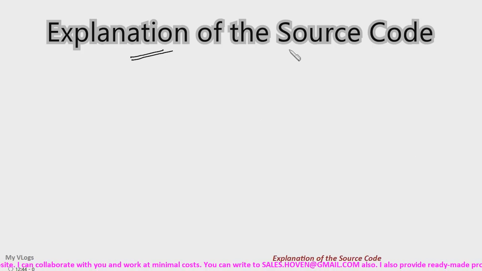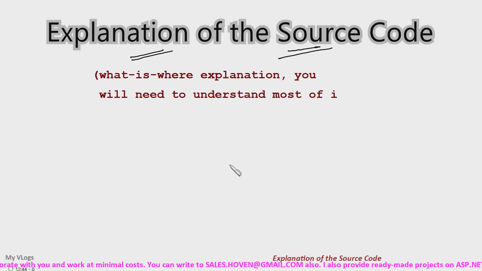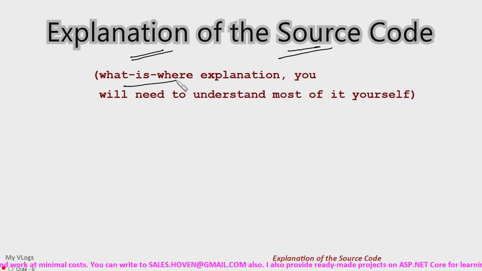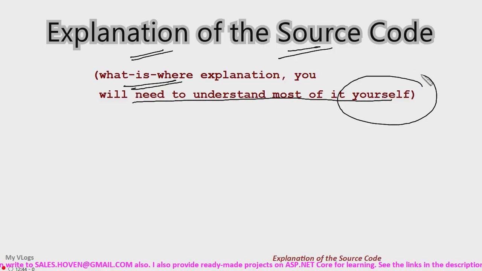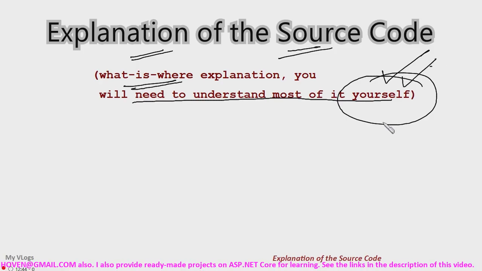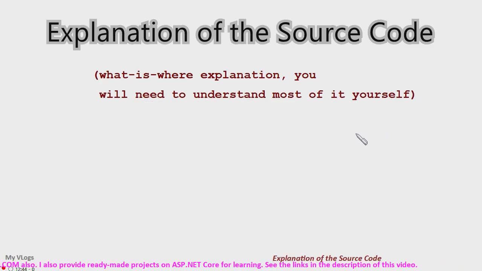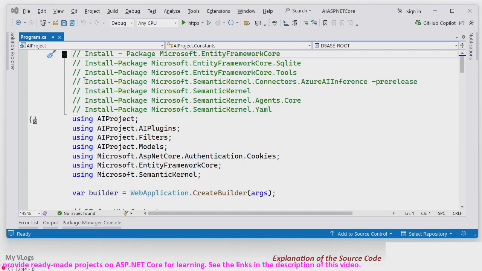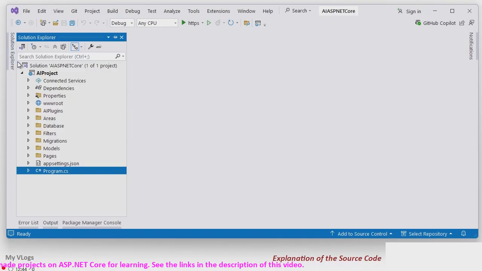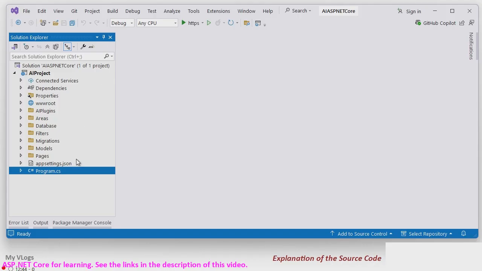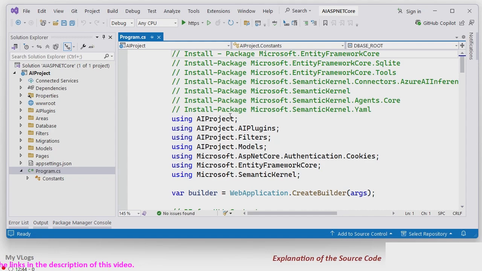Let's now see the explanation of the source code. This explanation is a what-is-where type of explanation. You will need to understand it yourself. This is important. I can only explain certain parts. So let me open the solution explorer. This is the program.cs file.